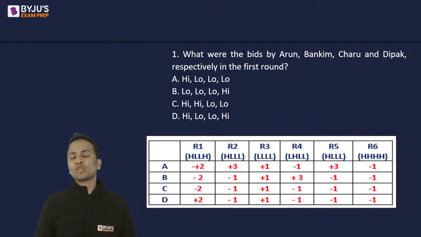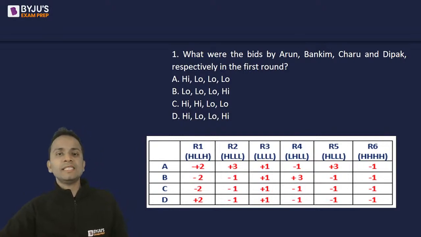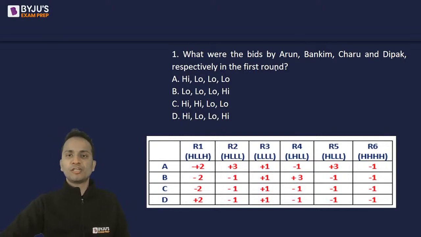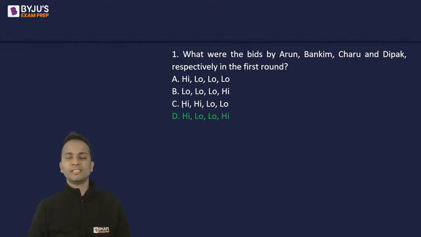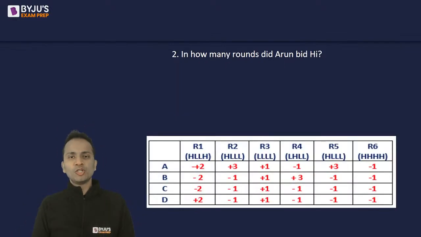Now let's start solving the questions. Now, what were the bids by A, B, C, and D respectively in the first round? Respectively in the first round, it was high, low, low, high. So high, low, low, high. That is option D, the correct answer to the first question. Simple. Moving on to question number 2.